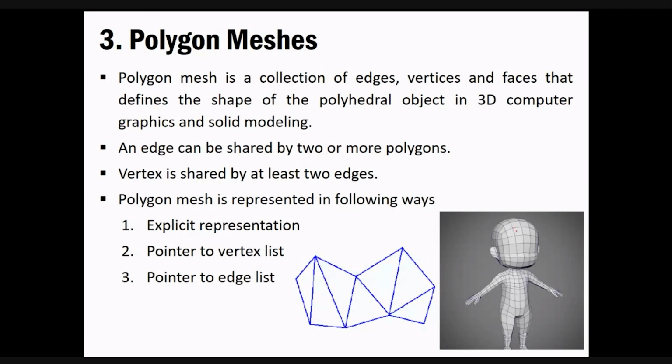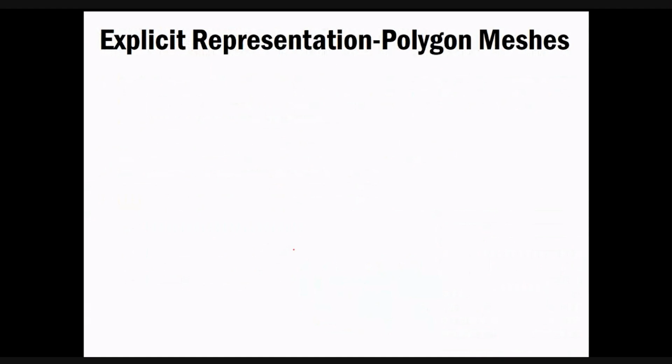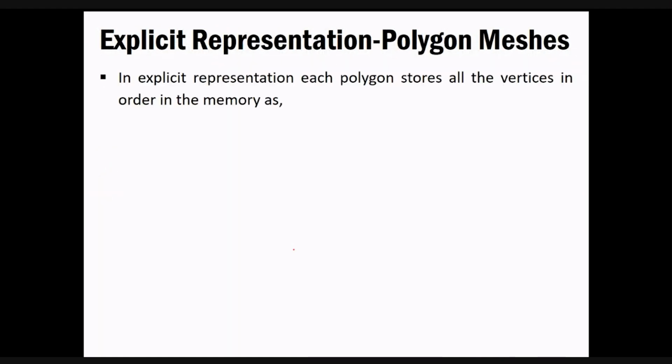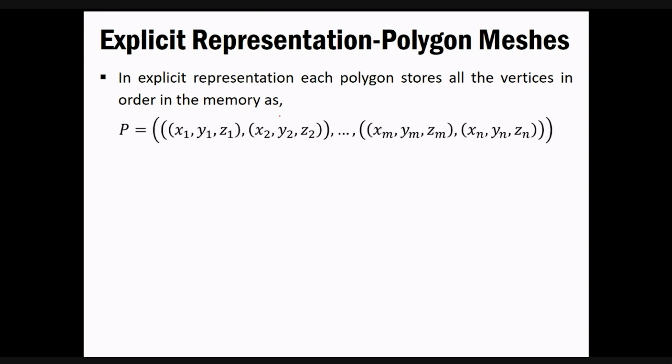Polygon meshes. The three things that we have are explicit representation, pointer to vertex list, and pointer to edge list. Again, we are going to see how these things would be represented in your computer. The very first one is explicit representation. In explicit representation, each polygon stores all its vertices in memory as given below.